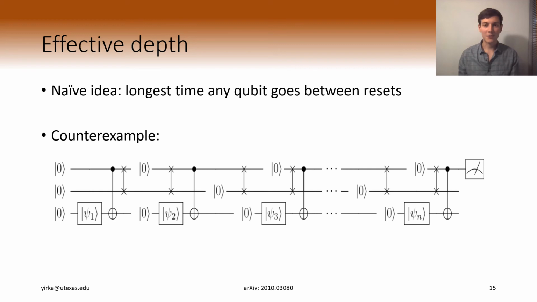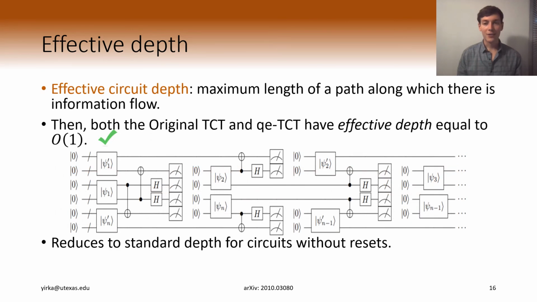We'd like a heuristic which can predict the noise resilience of circuits, even when those circuits are using qubit resets. However, defining such a measure is a non-trivial task. We can come up with counterexamples of circuits which seem to reset every qubit frequently, and yet there's information flow from the beginning of the circuit all the way to the end of the circuit. Now that I've shown that this is a non-trivial task, let me give you our definition. Define effective circuit depth to be the maximum length of a path along which there is information flow.